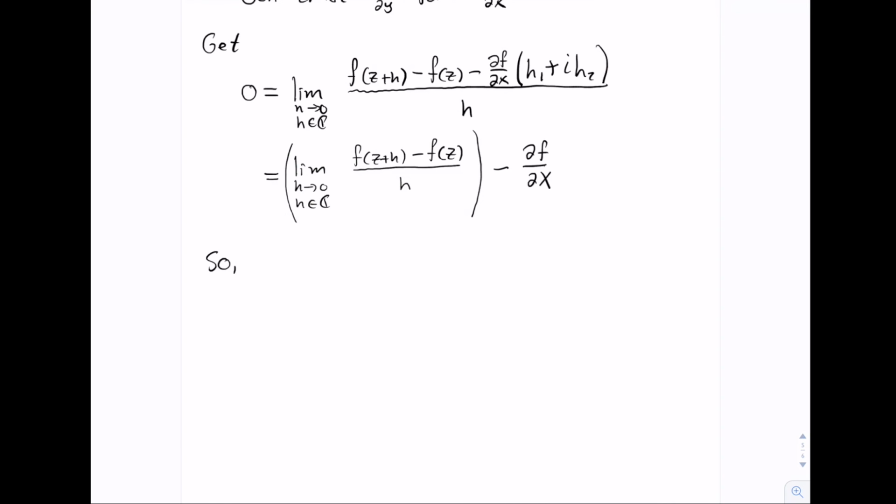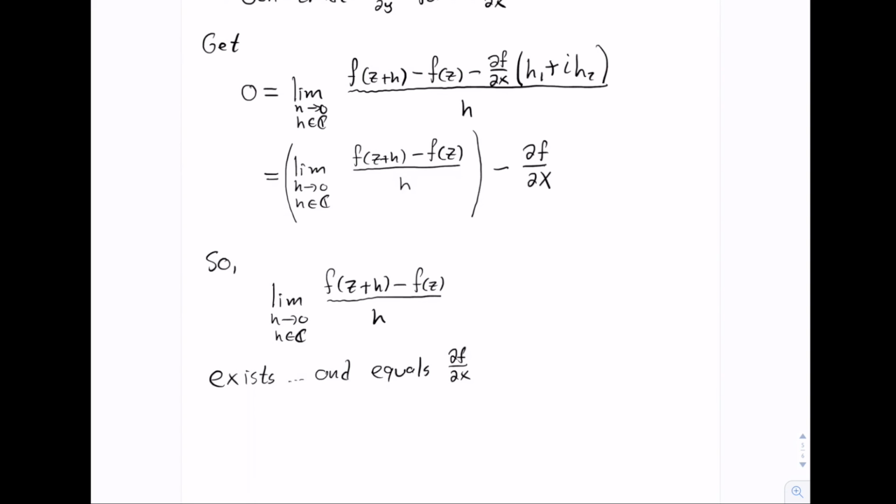The limit as h goes to 0, h in C, of f of z plus h minus f of z over h exists and equals something we already knew, partial f, partial x. So that's pretty darn cool.